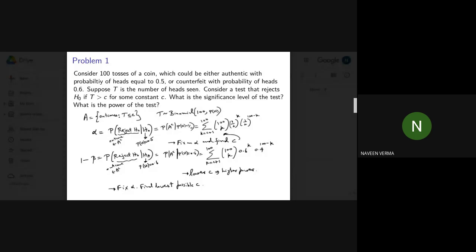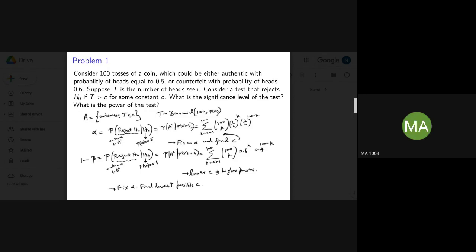So when we conduct a test, we start a test. Toss 1, toss 2, toss 3, and so on. Say we get 29 heads, and the test says T is greater than 30. If T is greater than 30, we are going to reject the null. Suppose we get 29 heads in 100 tosses.